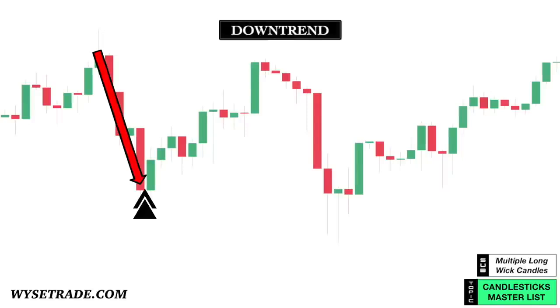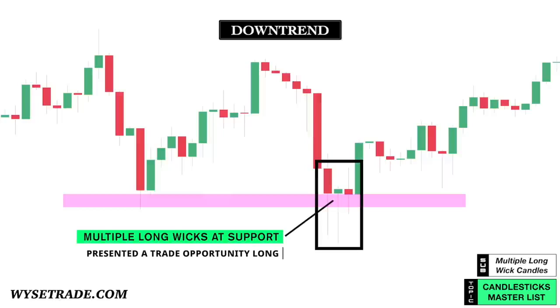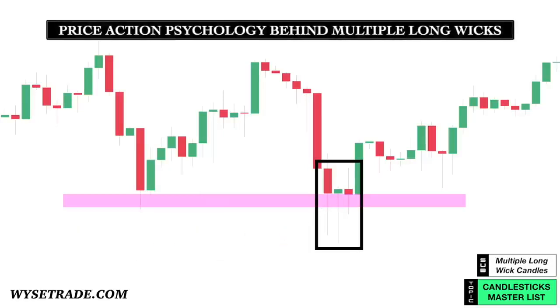Price came down, hit and reversed, giving you a key level of support. As price came back down, you had multiple long wick candles form at the key level, 3 in total, which presented a trade opportunity long. So what is the price action psychology behind this pattern?